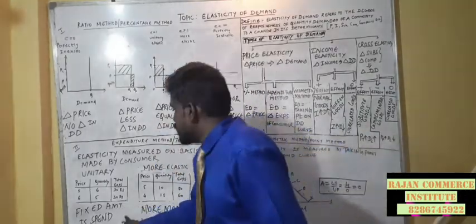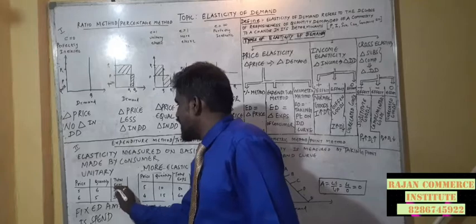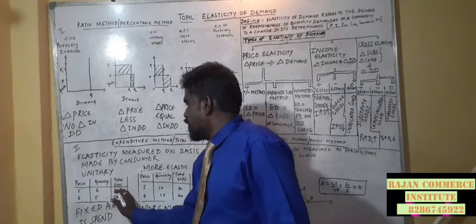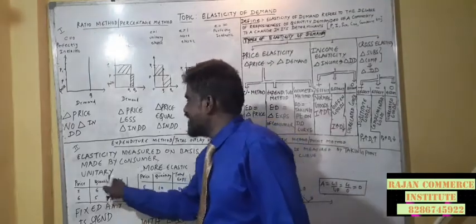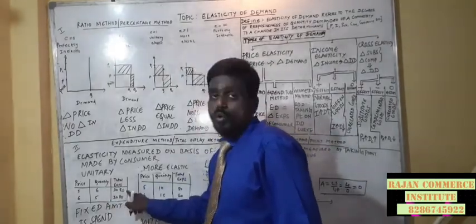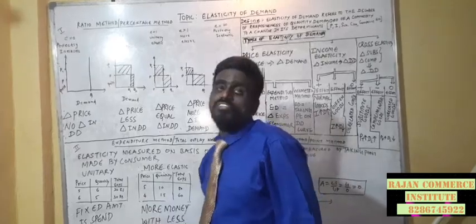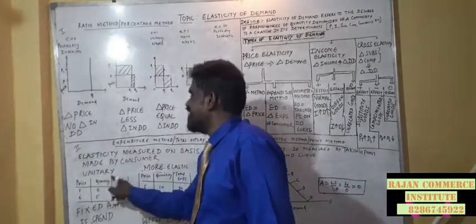So here the TE is what? No change in the TE. That means no change in the total expenditure. That's what the unitary elastic. That is, no change in the expenditure of the consumer. That's what the unitary elastic.